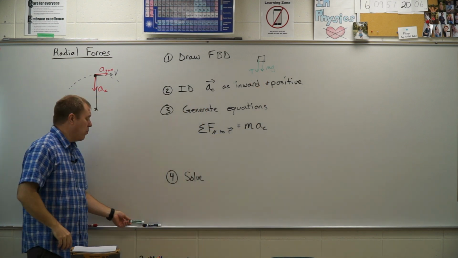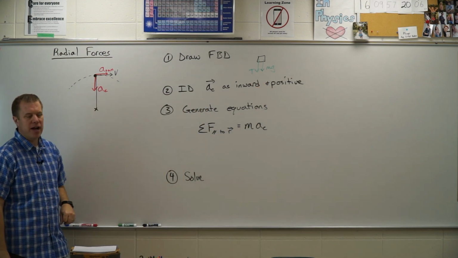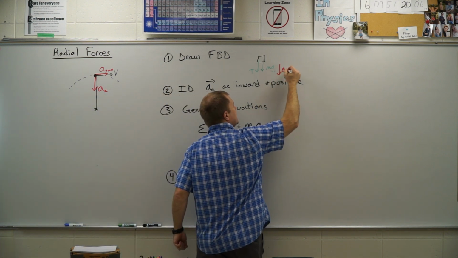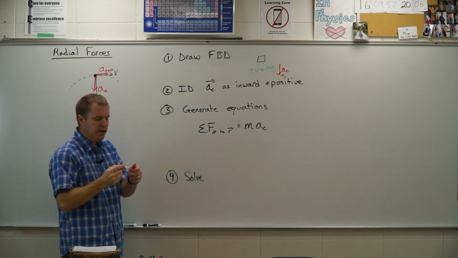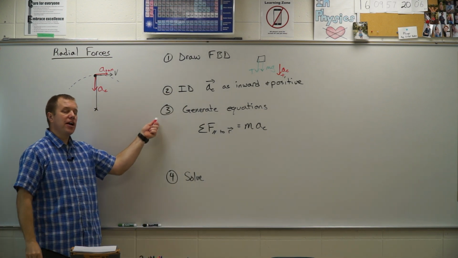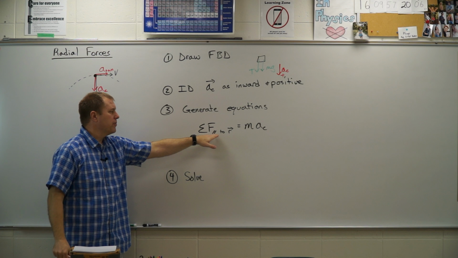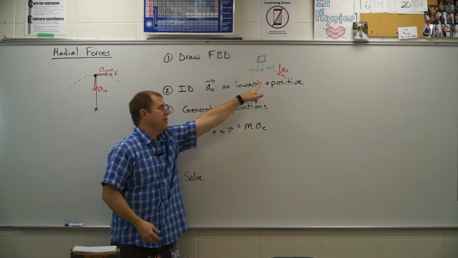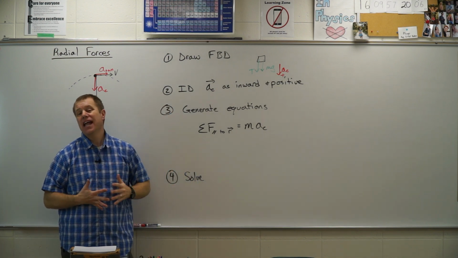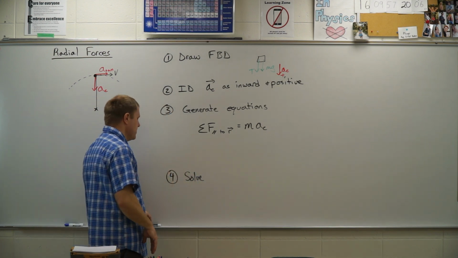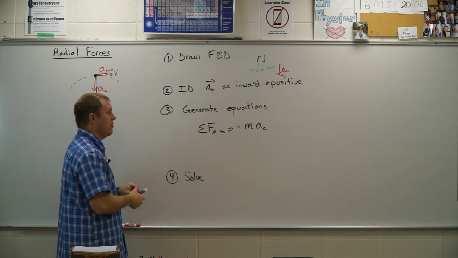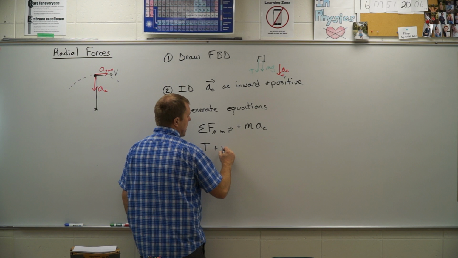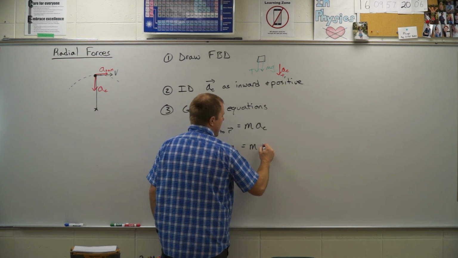I also want to identify the direction of AC as inward and positive. So AC is pointing this way and it is positive. That helps me generate my equation where I add up all the forces parallel to the radius. Anything pointing inward in the direction of AC is going to be positive. Anything pointing outward would be negative. If anything is at an angle, you will have to resolve it. So in our case, we're going to get tension plus mg equals m AC.